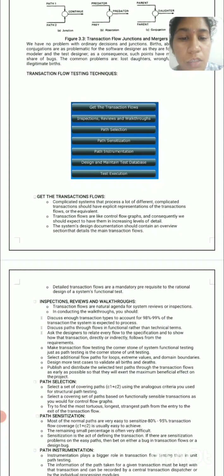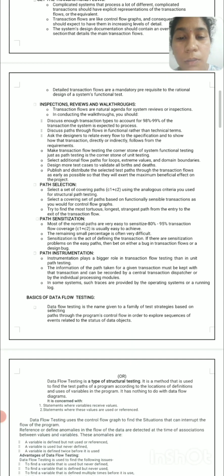Complicated systems that process a lot of different complicated transactions should have a representation of the transaction flow, or the equivalent transaction flow or control flow graphs, and consequently we should expect to have them in increasing levels of detail. The system's design documentation should contain an overview section that details the main transaction flows. Detailed transaction flows are the mandatory prerequisites to the rational design of a system's functional tests, inspections, reviews and walkthroughs.